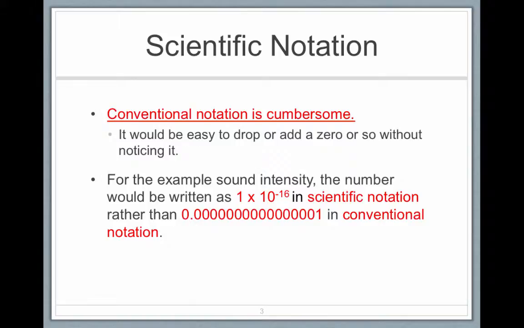Scientific notation is also important because conventional notation is very cumbersome, and it would be easy to drop or add an extra zero without noticing it. For example, sound intensity would be written 1 times 10 to the negative 16 in scientific notation, or 0.0 followed by lots of zeros in regular notation. So scientific notation is much less cumbersome. I can't even say that long number, and it's therefore used when we're calculating logs. We use scientific notation.